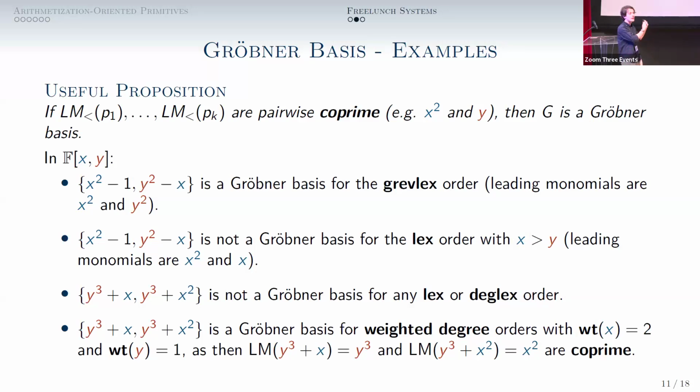Now, this example encapsulates everything that we do when it comes to the free-lunch systems. It's basically exactly what we do. We just choose the weights so that we have the leading monomials that we want, and they are coprime.